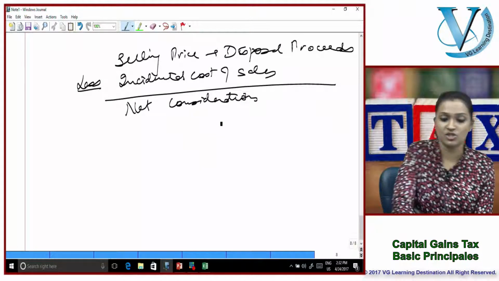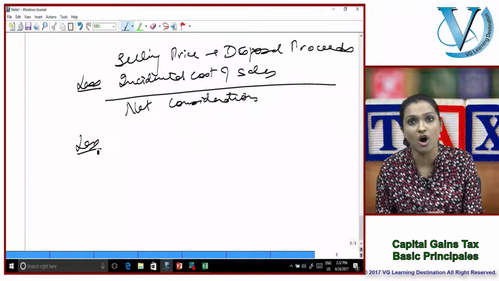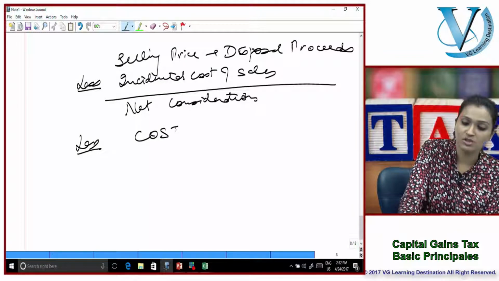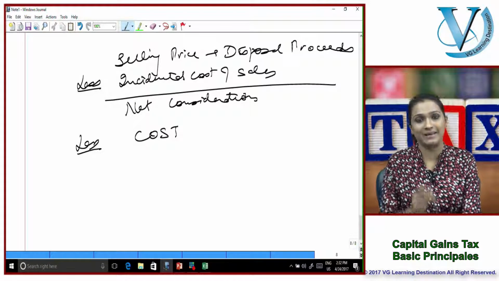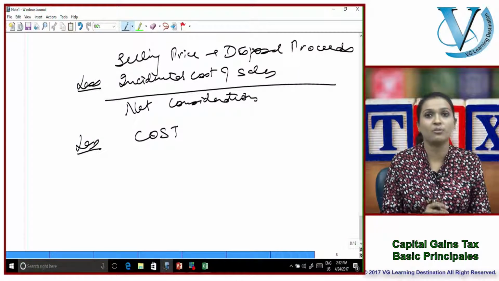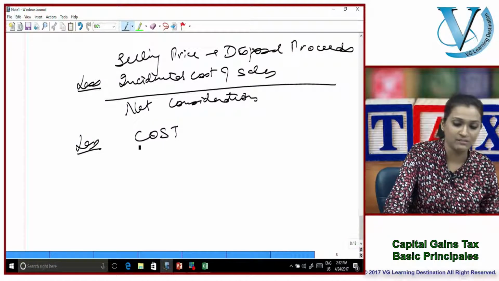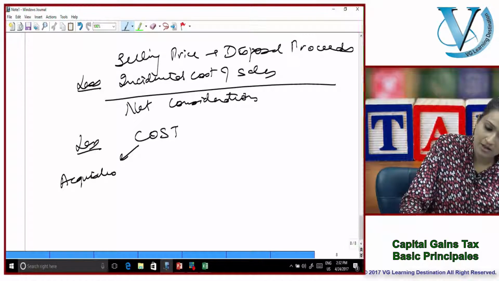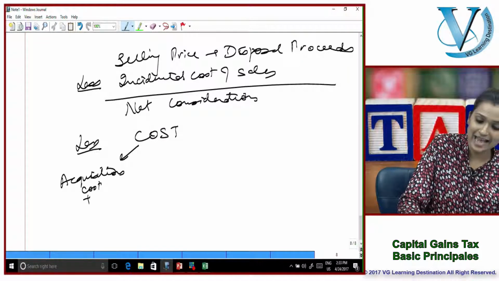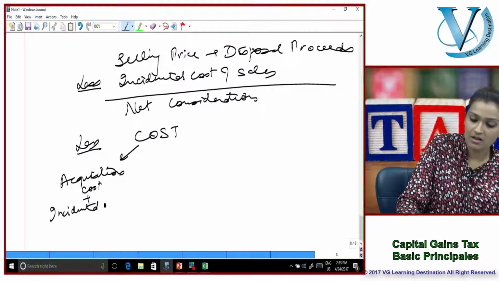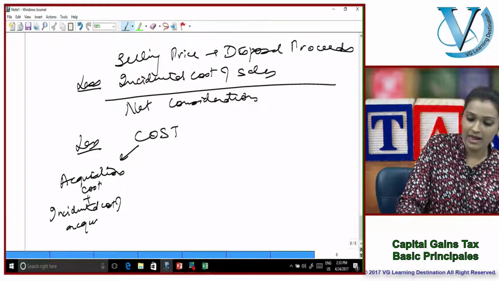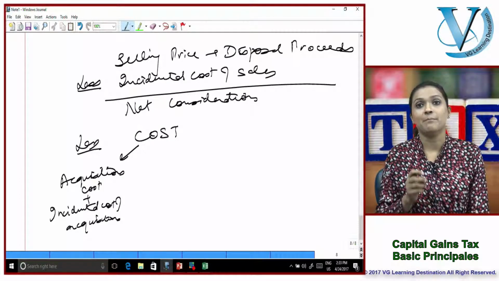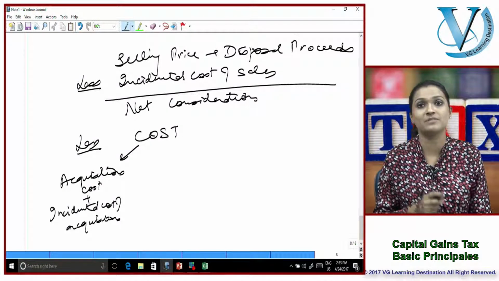From your net consideration, you definitely reduce what? You reduce your cost of the particular chargeable asset. So you reduce your cost. Now this cost for capital gains tax purposes is going to be of three types. The first cost is the acquisition cost plus any incidental cost of acquisition, which basically means the cost at which I had acquired the particular chargeable asset which we have now subsequently sold off.